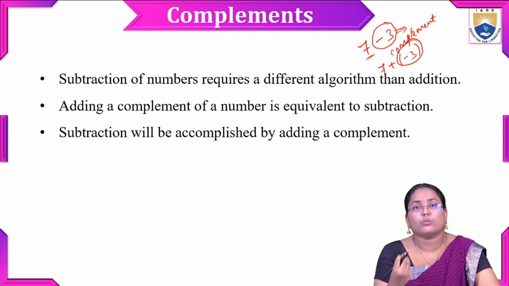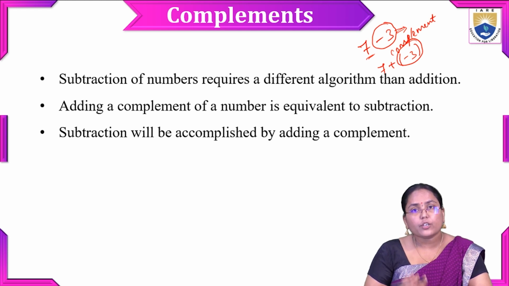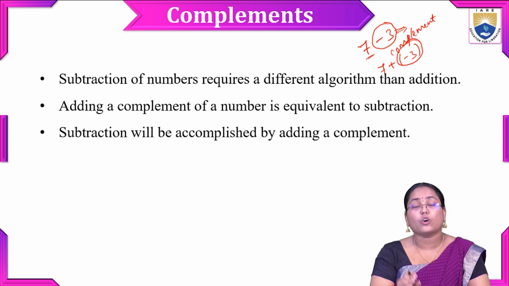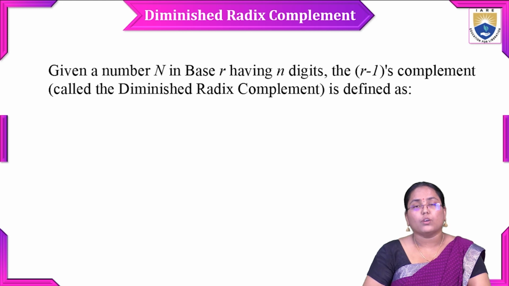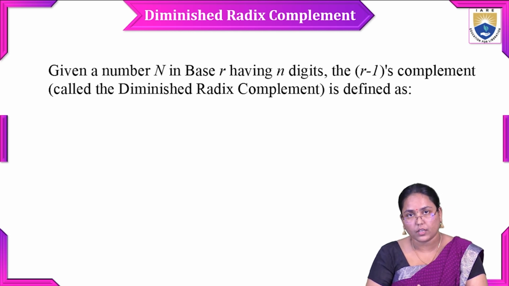That is, whenever I want to do the subtraction, wherever I have the negative number, I need to take its complement and add it to the other number so that I can get the particular subtraction. So for getting this subtraction, what we need is a complement of the negative number. Now the major task is how to perform the complement of a number.